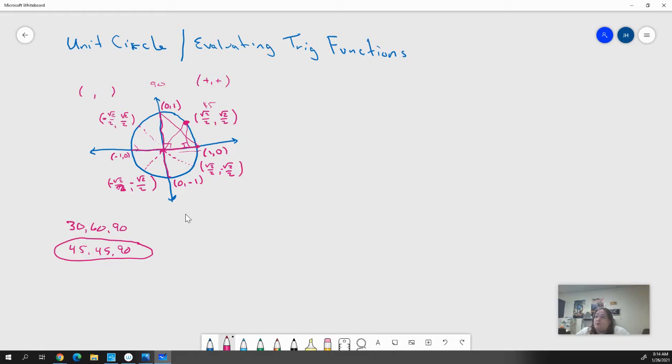So if we know this 90-degree angle and all the main points in it, we know it for every quadrant going around the circle. The only thing that's going to change are the signs.